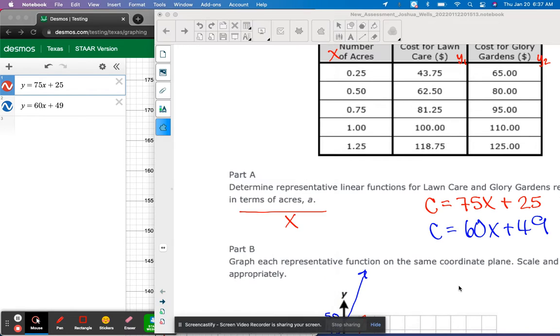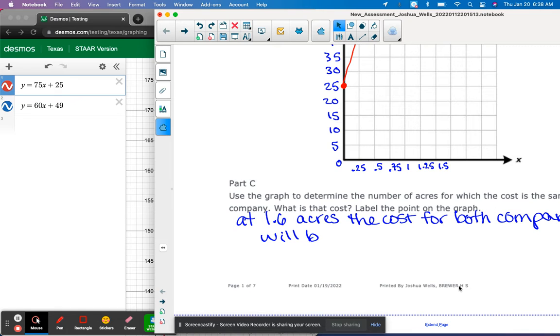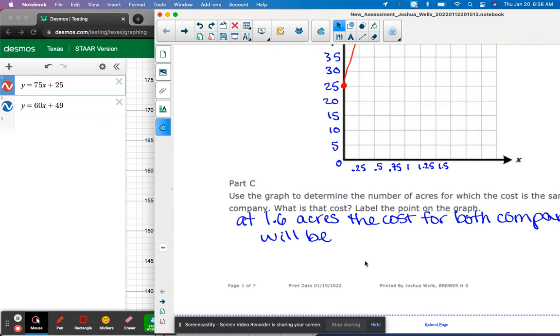So what this tells me is that at 1.6 acres, the cost for both companies will be $145.